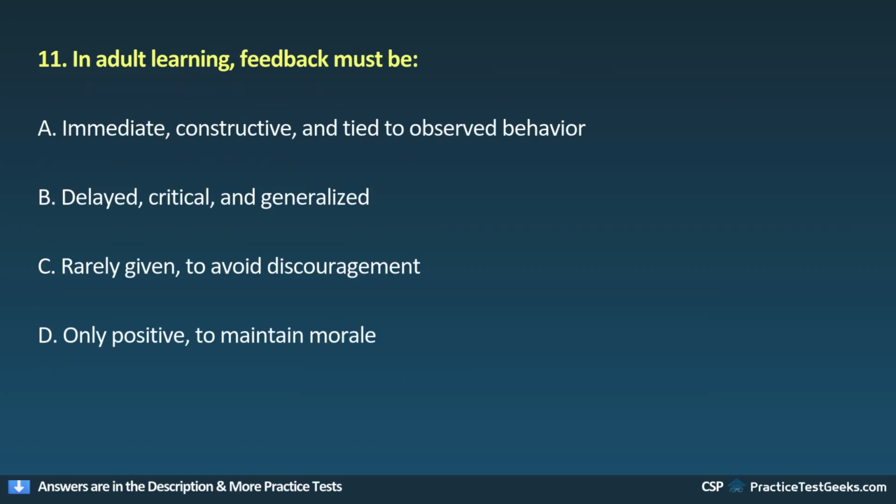11. In adult learning, feedback must be: A. Immediate, constructive, and tied to observed behavior. B. Delayed, critical, and generalized. C. Rarely given to avoid discouragement. D. Only positive to maintain morale.